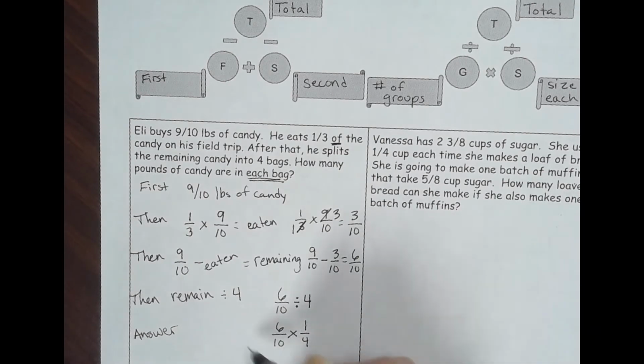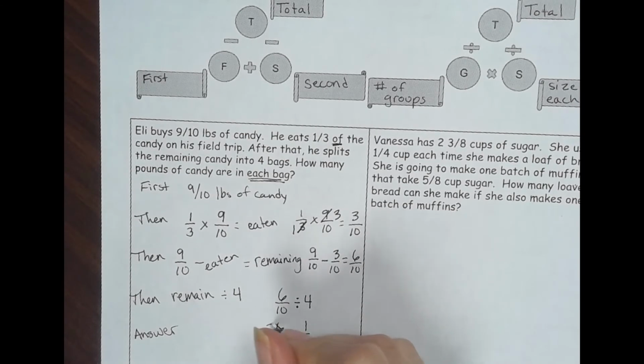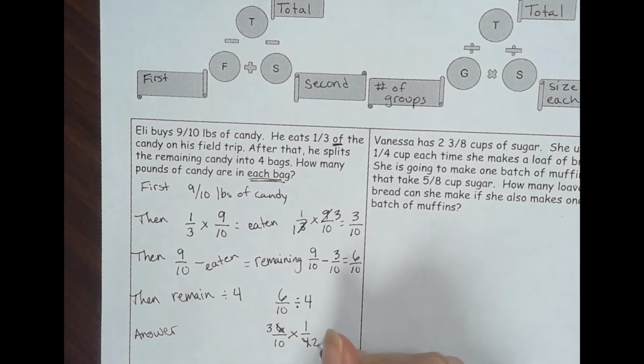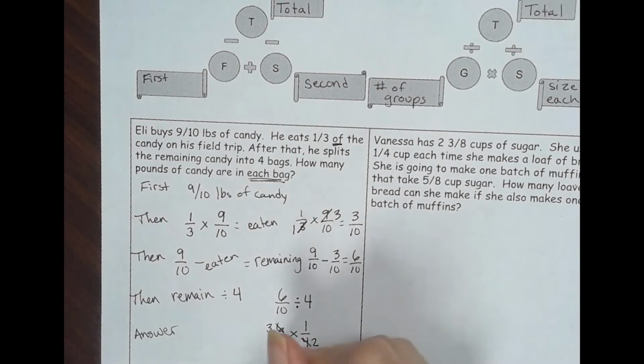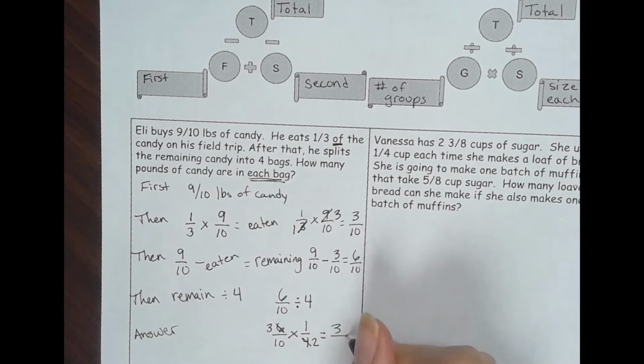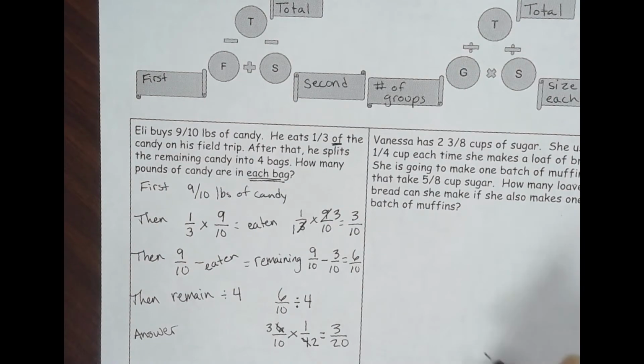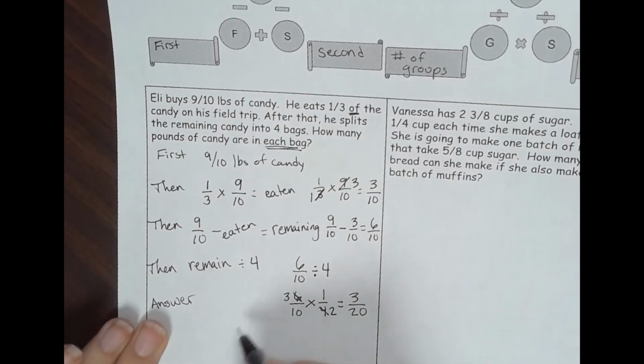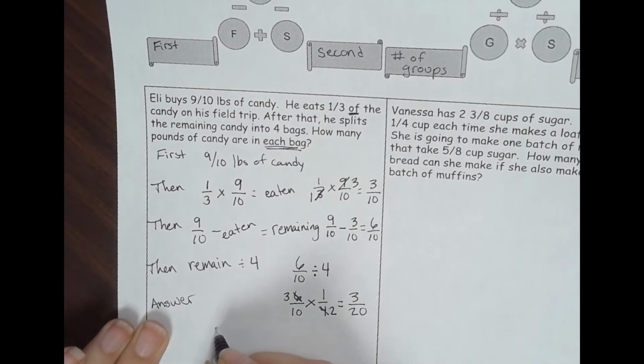1 and 10 share nothing in common, but 6 and 4 do. 2 goes into 6 3 times, 2 goes into 4 2 times. Nothing else top or bottom. So I'm going to multiply across the top. So 3 times 1 is 3. 10 times 2 is 20. That fraction will not reduce at all. So our final answer is he put 3/20 pounds of candy in each bag.